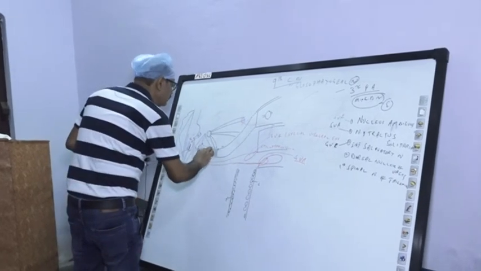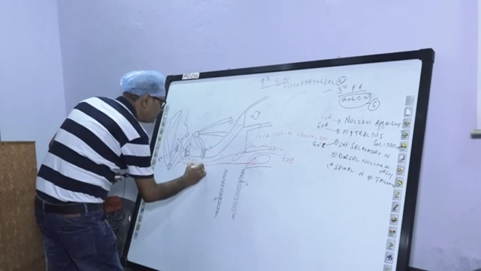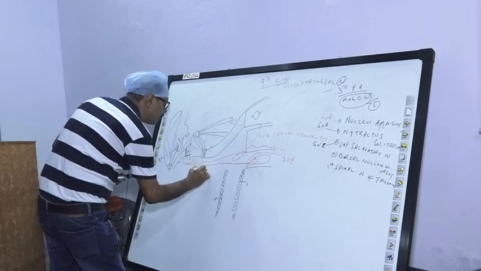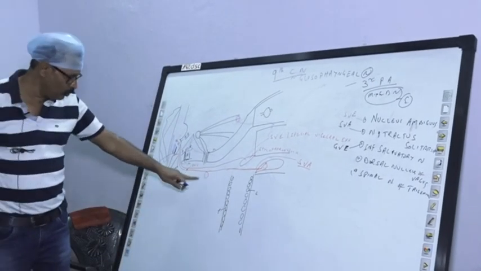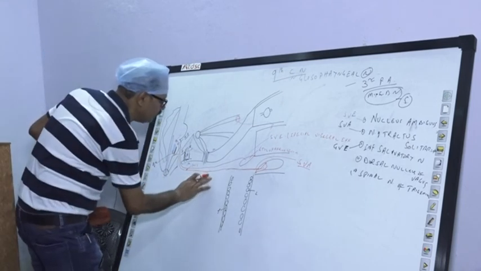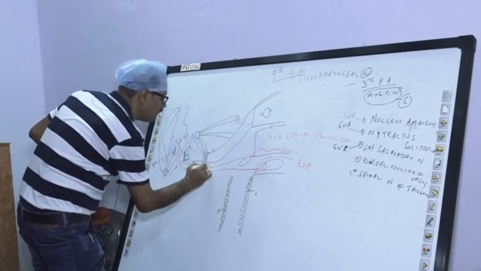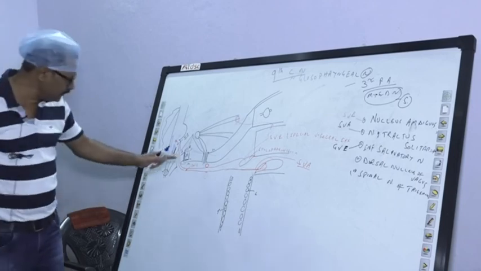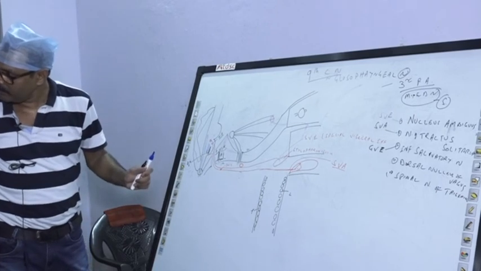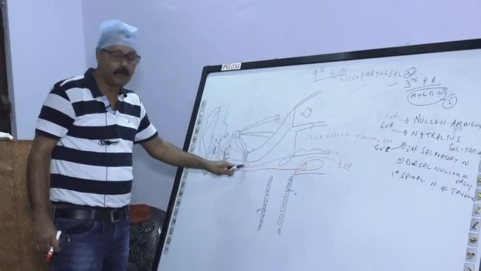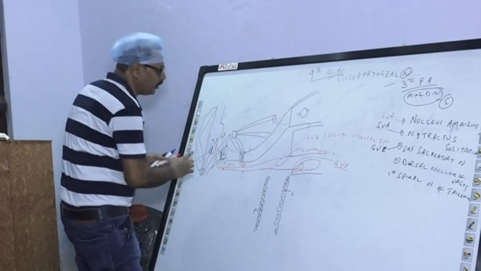Now, just below this one, we have got a ganglion over here. This ganglion is known as the otic ganglion. It lies just below the foramen ovale, just medial to the mandibular nerve. So just medial to the mandibular nerve, we have got the lesser petrosal nerve.